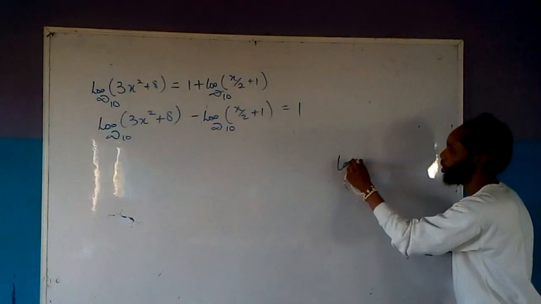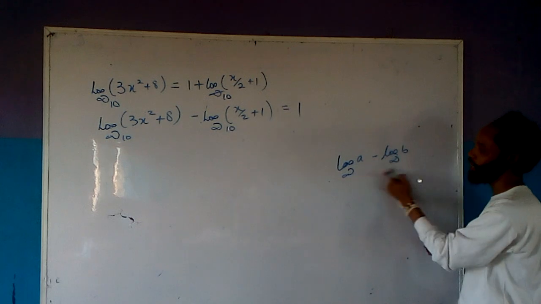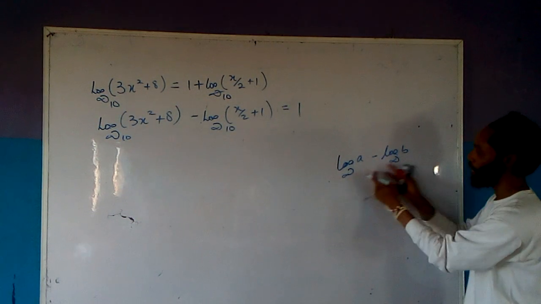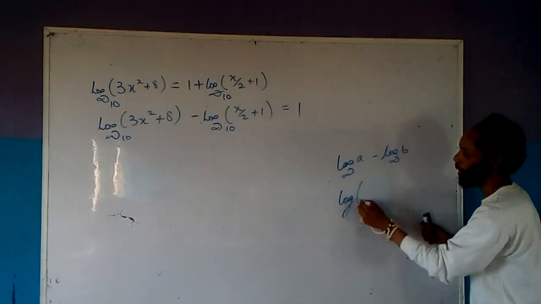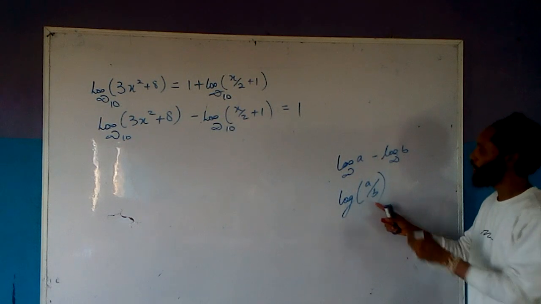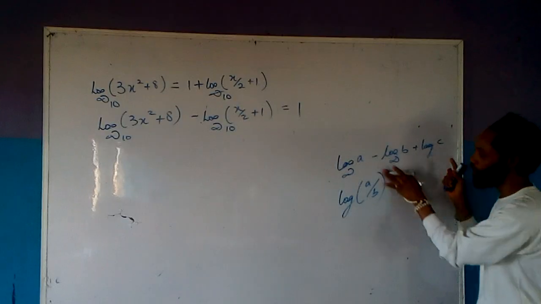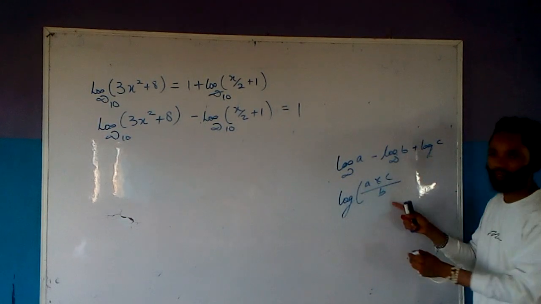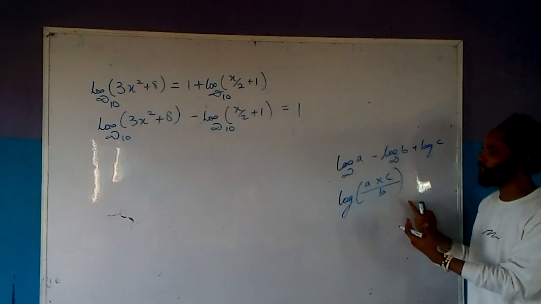If I say log A minus log B, if they have the same base, let's assume they have the same base 10, you can factor your log out and say A over B, because this log is negative, it will be in the denominator. If you have another log that's positive, let's say log C, and they have the same base, you can multiply it like this: A times C over the one that's negative, B. That's what it means. You can arrange your work in this way.